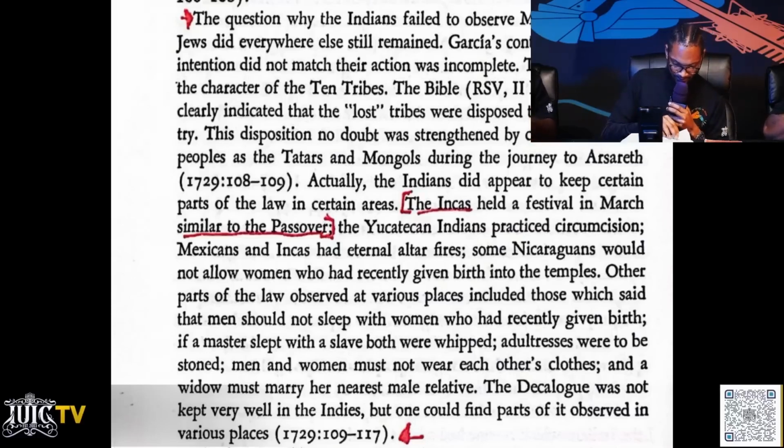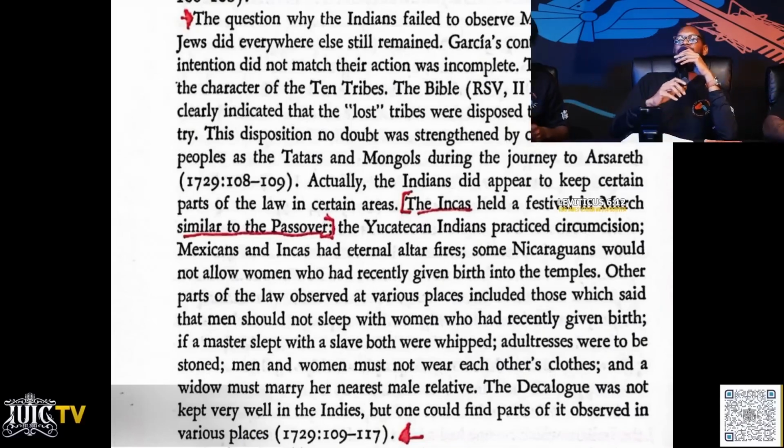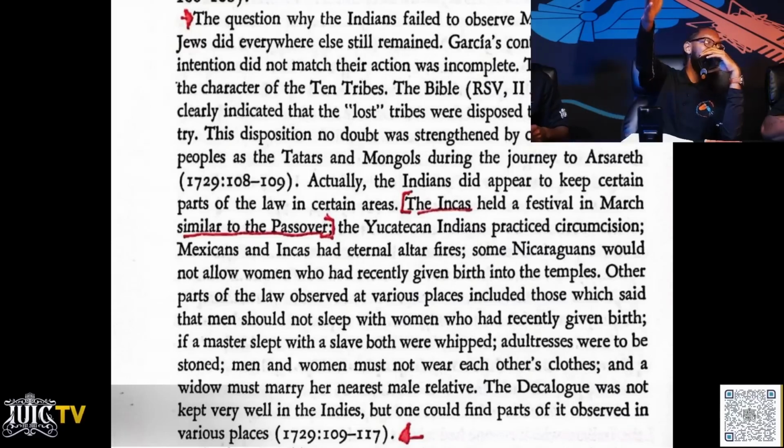And the priest shall burn wood on it every morning, and lay the burnt offering in order upon it, and he shall burn thereon the fat of the peace offerings. The fire shall ever be burning upon the altar. It shall never go out. There it is right there. So when we read that, that's the same practice as under the Mosaic Law. Mexicans and Incas had eternal altar fires. They shall never go out, like we just read.